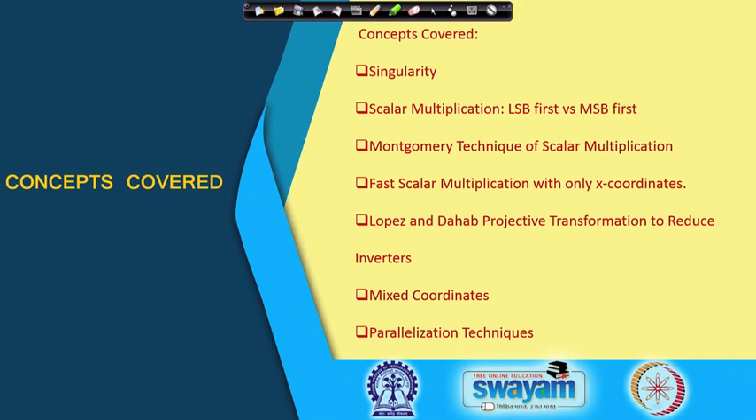And we shall subsequently look into a transformation called projective coordinates. The objective is to reduce the complex inversions which are often required in these kinds of operations, and we shall take a quick look into what are called mixed coordinate systems. Finally, we shall look into some parallelization techniques and how we can parallelize the Montgomery ladder, which can be utilized for efficient architectures.